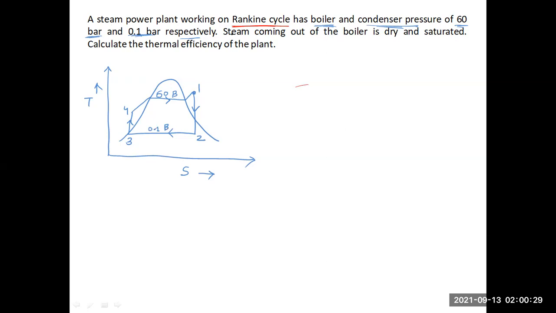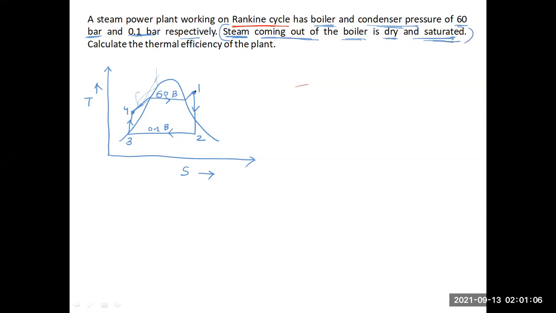Okay. Then what it is telling, the steam coming out of the boiler is dry and saturated. Okay, so which one is boiler? So 0.4 to 0.1. Okay, so this part is the boiler. 0.4 is the entrance point of the boiler and 0.1 is the exit point of the boiler. But what is the condition it is mentioning over here? The condition is steam coming out of the boiler is dry and saturated.